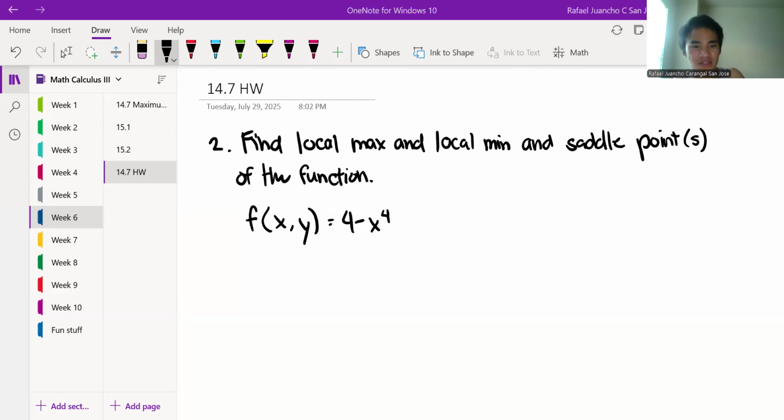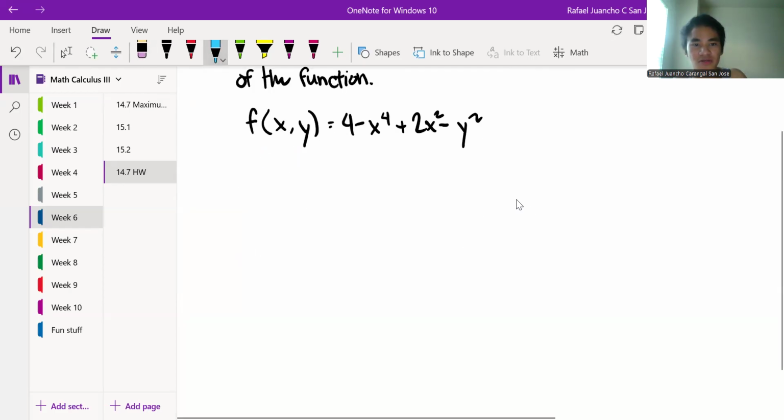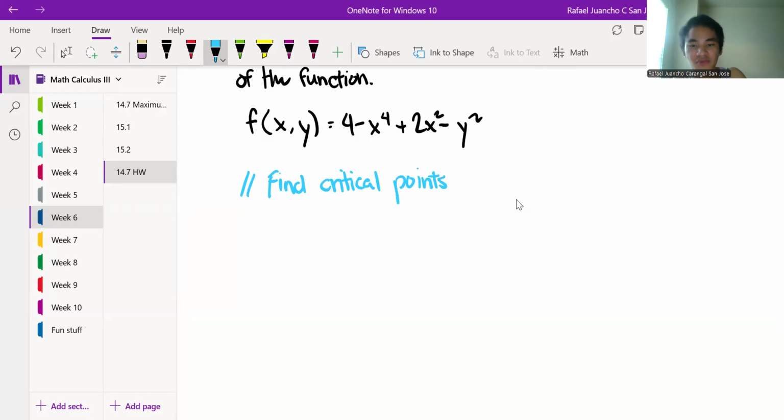Okay, we have 4 minus x to the 4th plus 2x squared minus y squared, right? So that's our function. So first we take partial derivatives. More specifically, we try to find our critical points, because these points will help us identify if it's a saddle point, a local minimum, or local maximum. So we take its derivative.